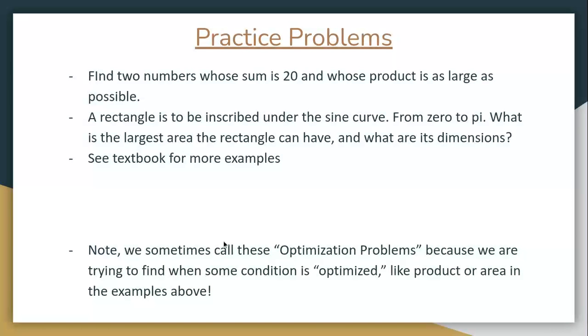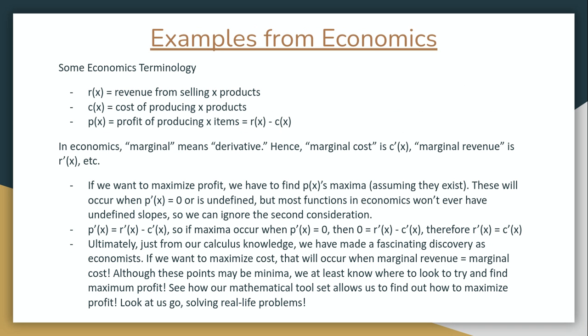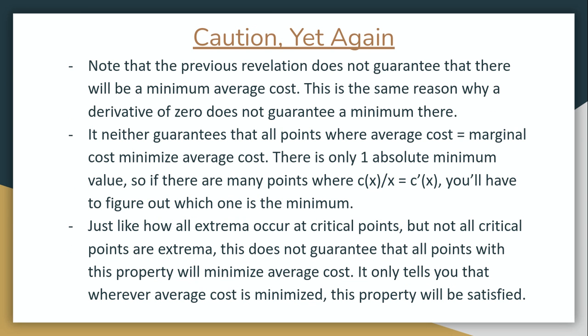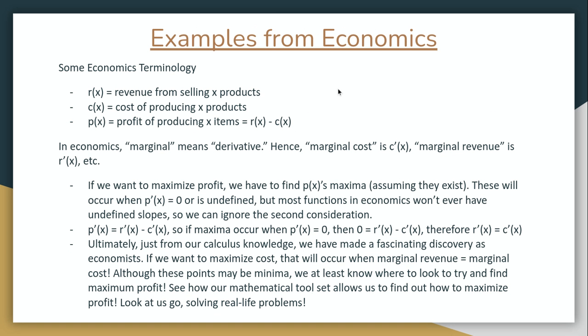Now, we sometimes call these optimization problems because we are trying to find when some condition is optimized, right? We're trying to find when area is optimized, when product is optimized, stuff like that. So that's why we call these optimization problems as well. Examples from economics. Do I care about this? We can just whiz through these because the textbook includes them, and I was tutoring Johnny Kim, and his textbook also included this. So I have no idea if you need to know this or not, but I don't think so. It's just an example from economics. We'll go through it very quickly.